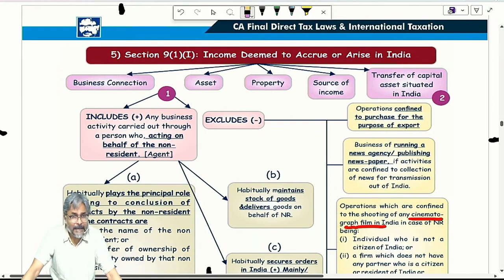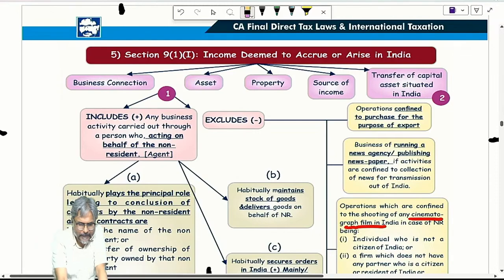I also took you to the India-USA double taxation avoidance agreement treaty, in which you realized that the treaty uses the term permanent establishment. So permanent establishment versus business connection: these are the 2 aspects you should always bear in mind, and on that basis we have done our discussion and conclusion.